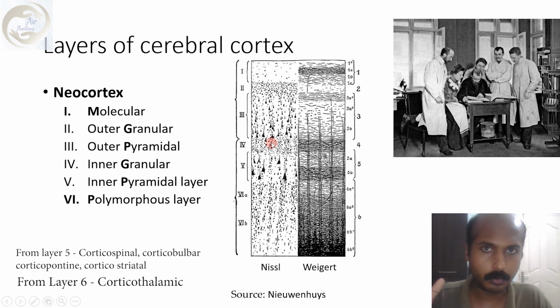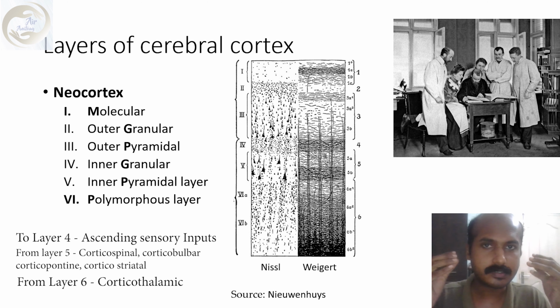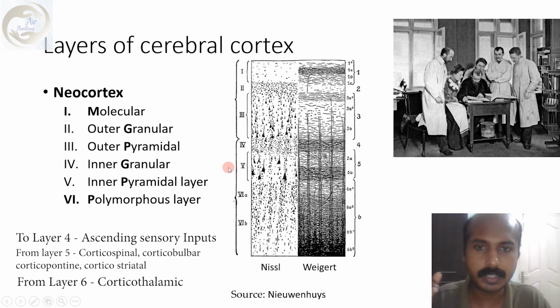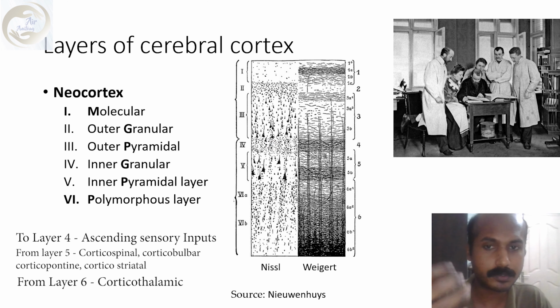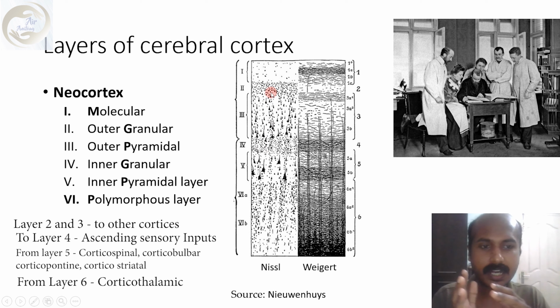What is the importance of layer 4? Layer 4 receives inputs. Most of the afferents to the cerebral cortex are received by layer 4, especially the sensory inputs coming from the thalamus: the visual, auditory, somatosensory, and vestibular inputs all project to layer 4. So if you take a cortex with a particularly increased number of sensory inputs, layer 4 will be much thicker.